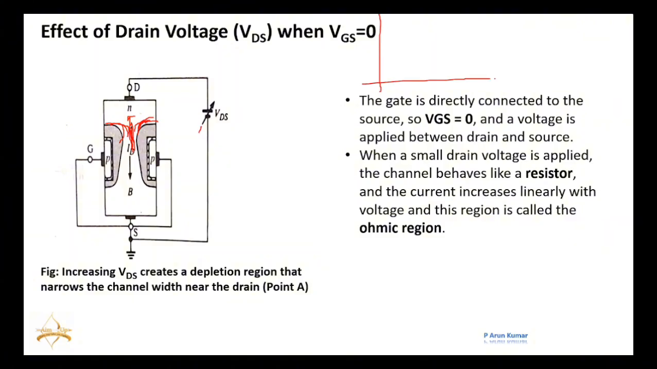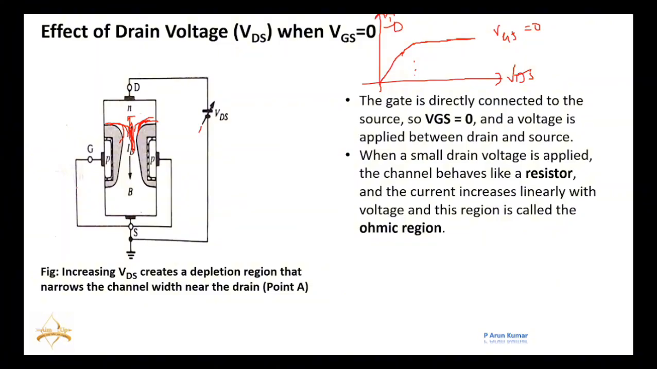If you see this graph of VDS and IDS, initially as we increase VDS, the current also goes on increasing. At some particular point, it will go to the saturation region. This is called the pinch-off voltage, and this is when VGS is equal to 0.